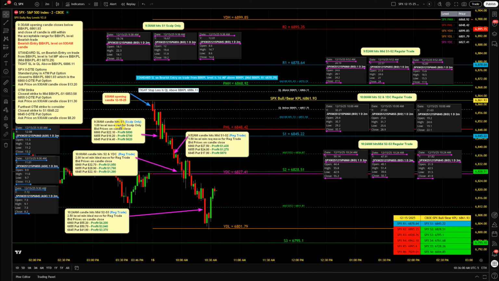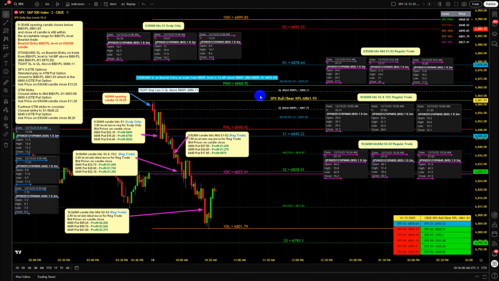With this particular strategy, with this daily key level strategy, with this indicator, there are two different types of trades that you can take. One is a scalp only trade, and the other is what we call a regular trade. A scalp only trade requires a one level move in your favor for 100% exit of your options.